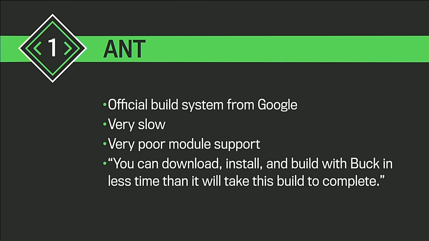If you want a portion of your source code to be treated as an independent module, it has to basically have its own source tree. You have to update a lot of class paths. There's a lot of boilerplate. To give a sense of our impression of the speed, one of our scripts, when we were converting to Buck, printed this message that said, you can download, install, and build this app with Buck in less time than it would take you to just wait for this build to complete with Ant. That was very effective at getting people to switch over to use Buck.